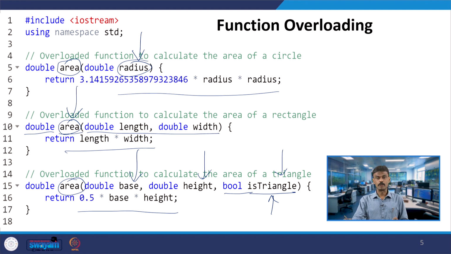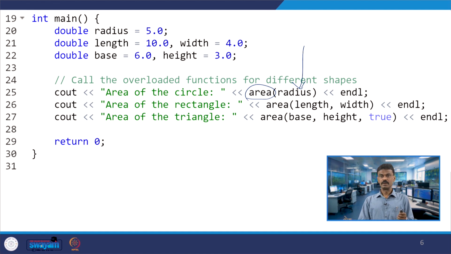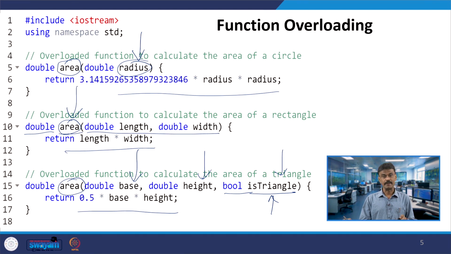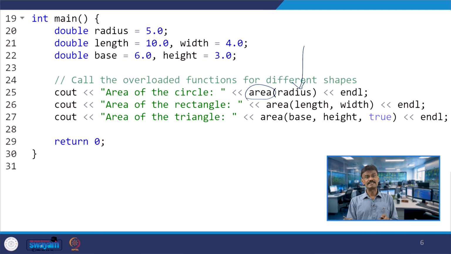So, 3 arguments you are passing, 3 values you are passing, it is a 3 argument function, correct. So, 3 parameters, and then the third function will be called, right. So, these things will be decided during compile time. Therefore, it is called static binding or compile time polymorphism.